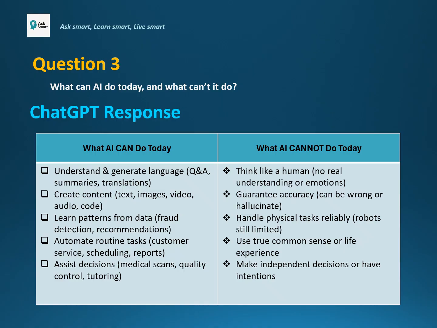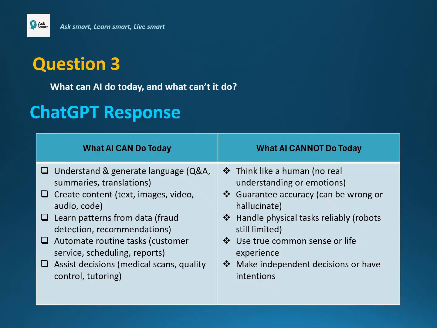Question 3. What is AI actually capable of right now? And what are the things it still cannot do? Here is ChatGPT's response. AI is very good at understanding and generating language, answering questions, summarizing information, and translating. It can also create content, including text, images, video, audio, and even code. AI learns patterns from data, which helps with things like fraud detection and recommendations. It can automate routine tasks such as customer service, scheduling, and drafting reports. And it can support decision-making in areas like medical imaging, quality control, and tutoring.